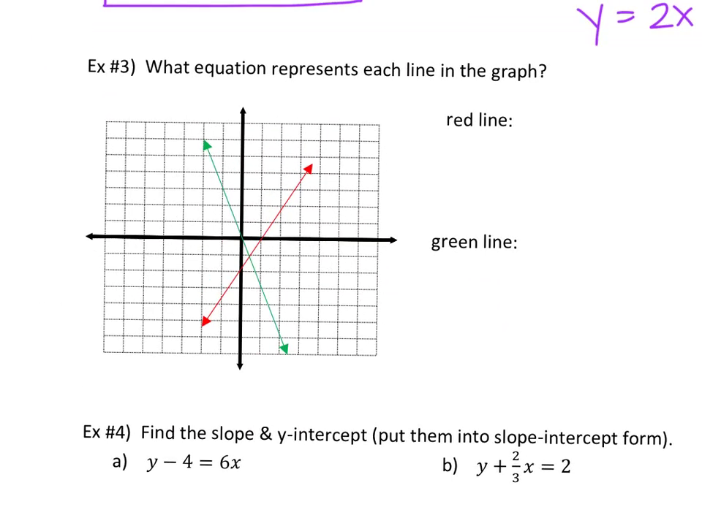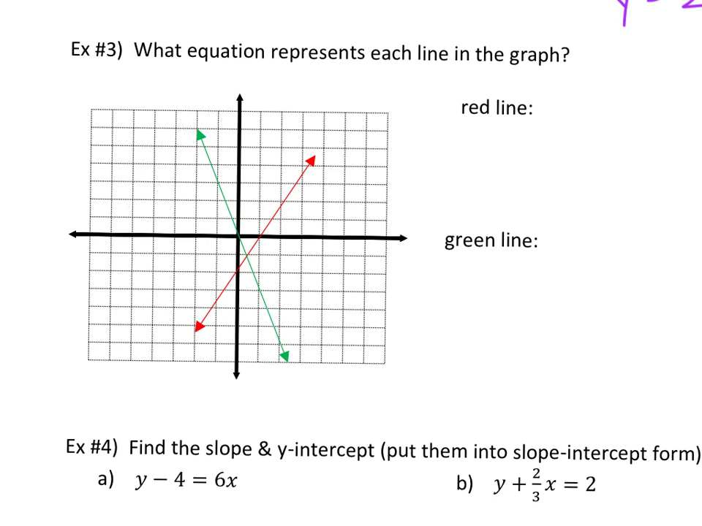Let's look at number 3 here. So if I give you 2 lines, let's look at the red line first. If I want you to write an equation for that line, what are the 2 things you need to know? Slope and y-intercept. Okay, so let's look at the red line. Which one of those is easier to find right now? The y-intercept, right? What is your y-intercept? -2, right? Where does it hit the y-axis?